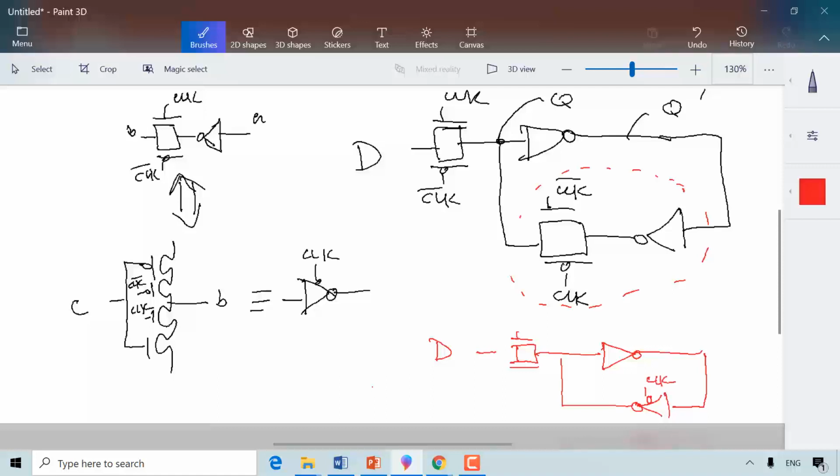Okay, so this is a clock here. This is a clock prime. And this is my Q here, and this is my Q prime. Now you can see these two are equivalent. This one uses a transmission gate and inverter, and this one uses a tri-state instead. Two equivalent latches.